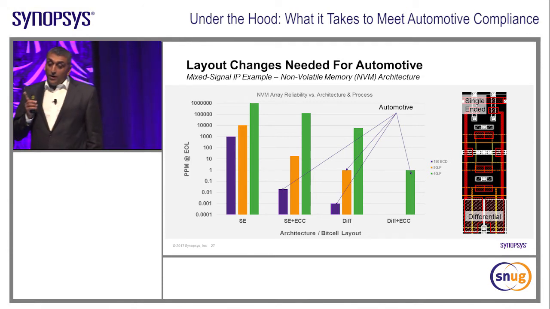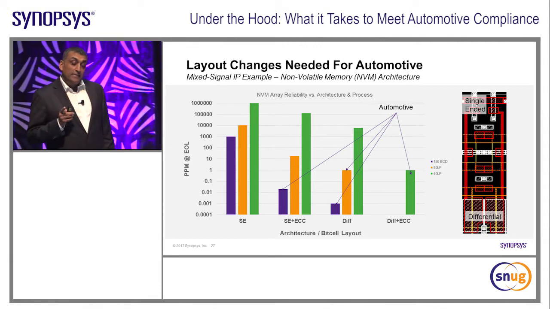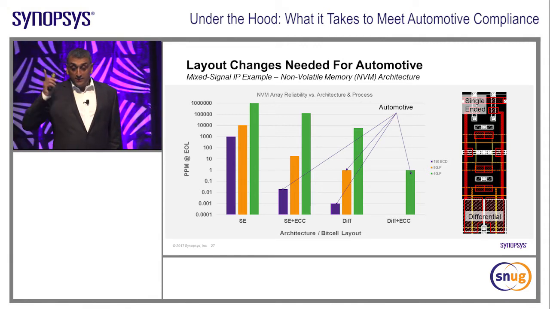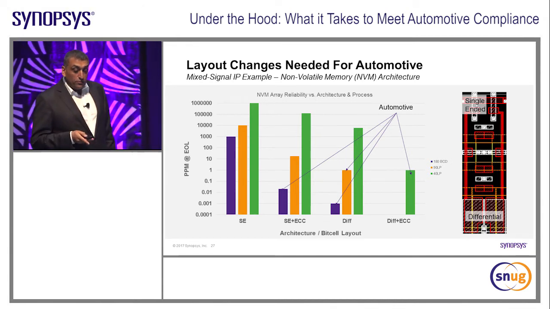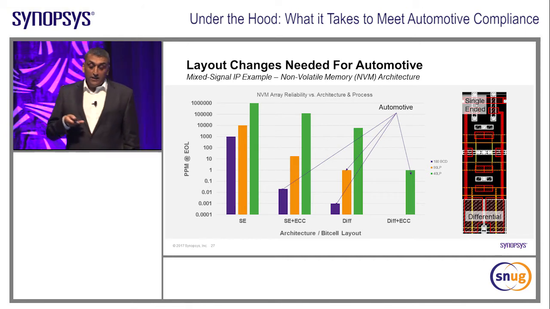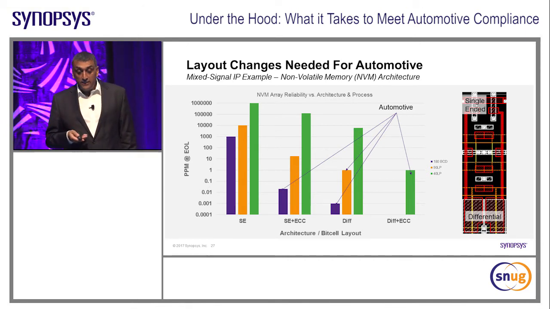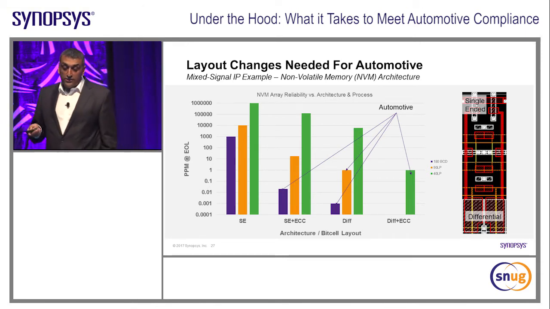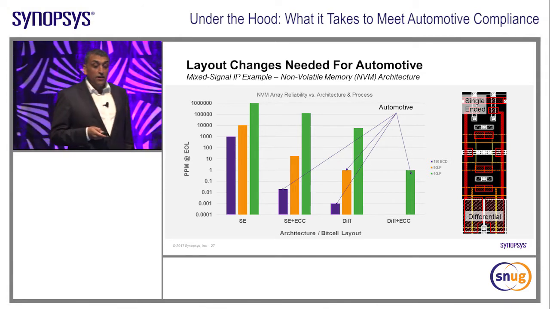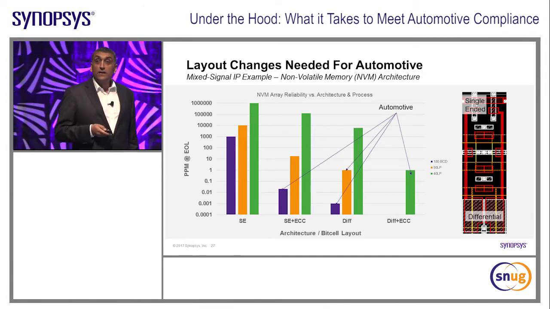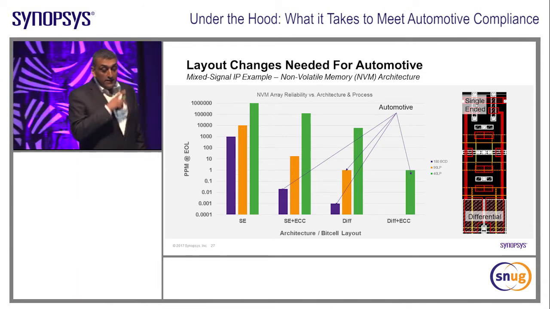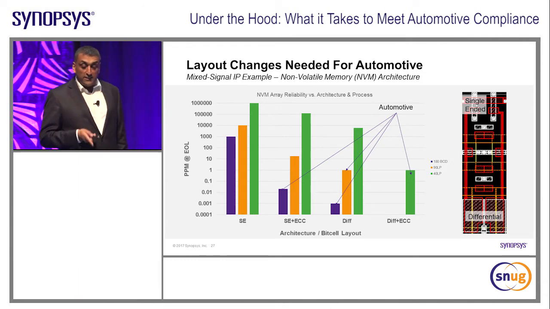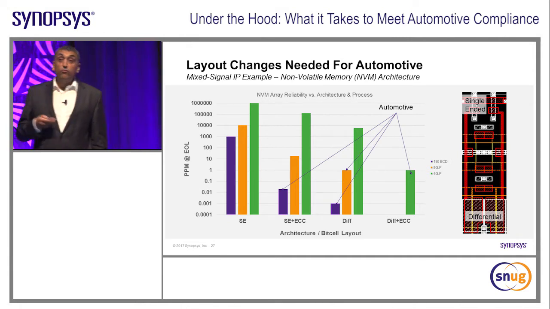So the goal here is to understand the process node, the target node, and how that impacts the bit cell architecture, which you see on the right-hand side. I've got 4 examples: a single-ended architecture, a single-ended architecture with ECC, a differential architecture, and a differential architecture with ECC. The color coding: purple represents 180 nanometer BCD technology, 90 nanometer is represented in orange, and the green represents 40 nanometer.